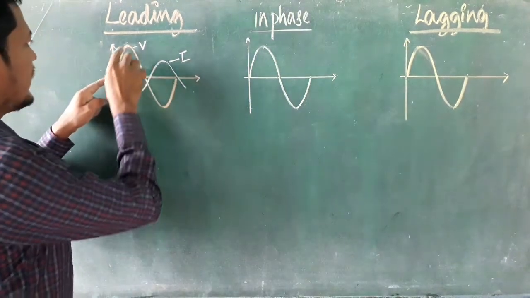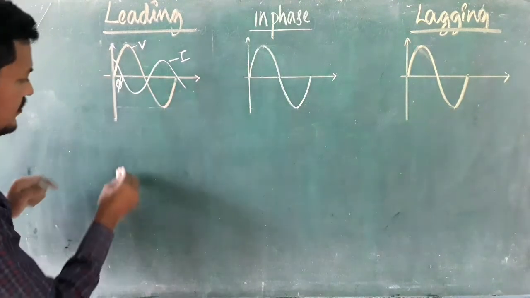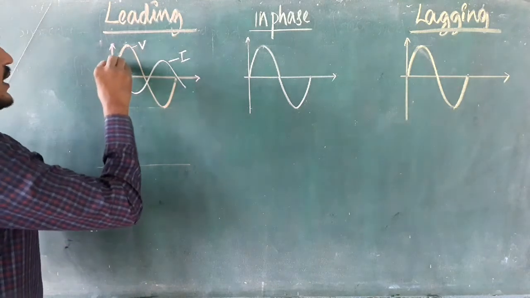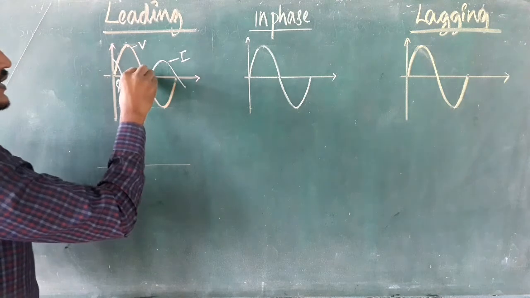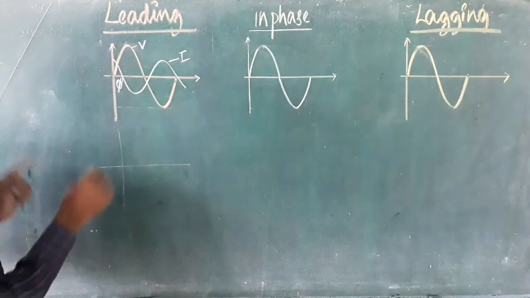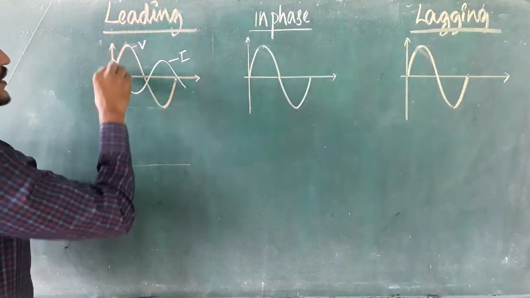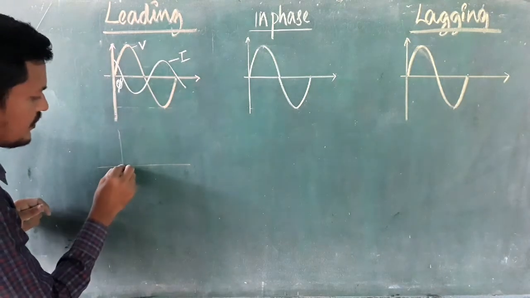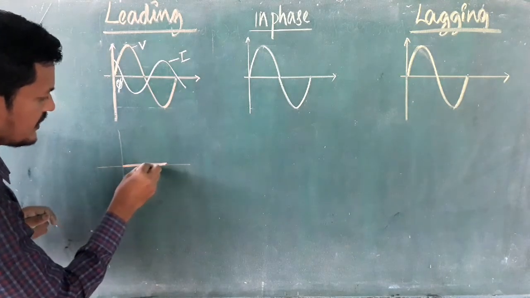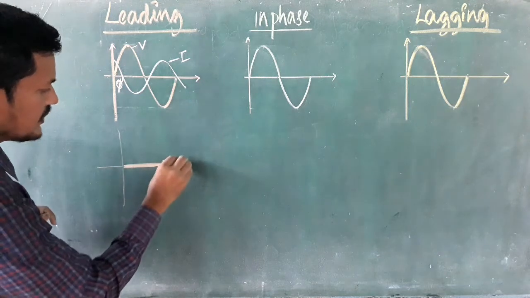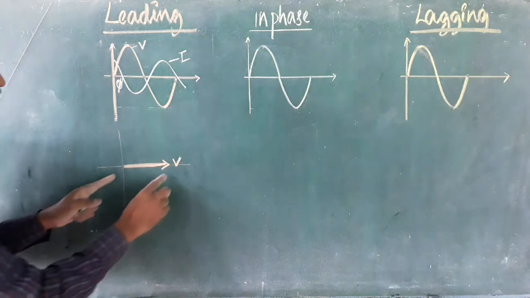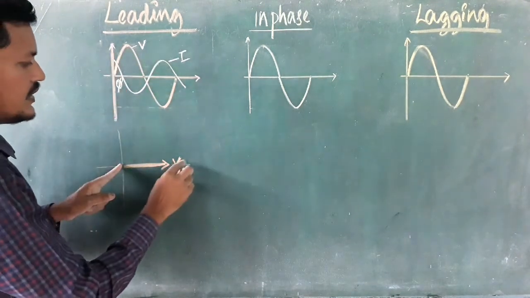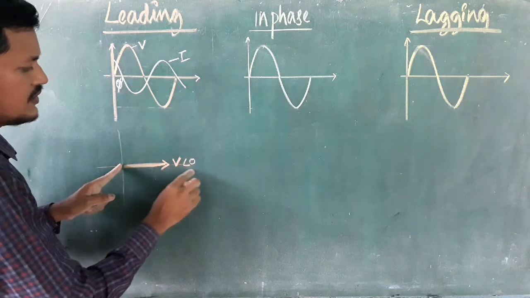While drawing the phasor, we take the voltage as the reference waveform. The reference waveform starts at 0, reaches 180, and completes at 360. So I am taking this as the reference line. Our voltage phasor lies at 0 angle, so this is the voltage. Voltage is at an angle 0.